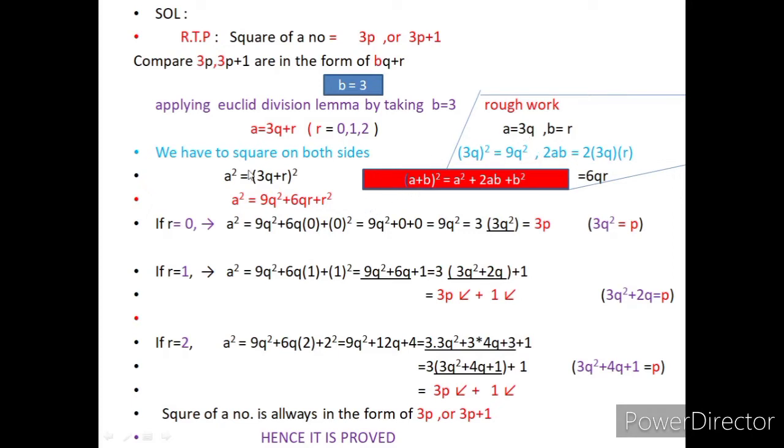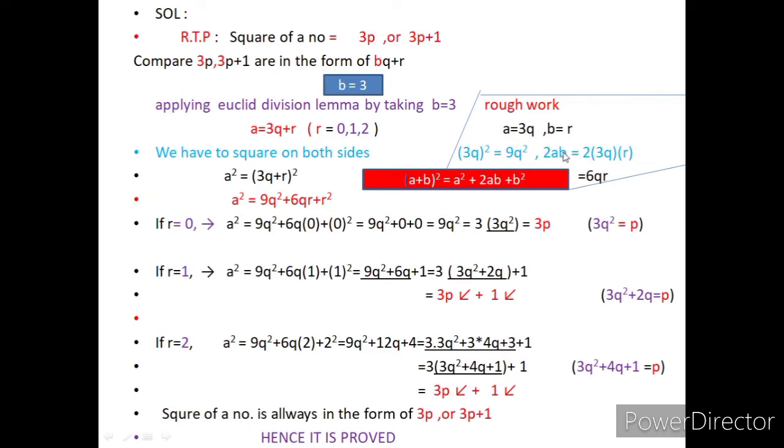I will write down the rough work. If you compare, r is in place of b, therefore b is equal to r. Then you have to expand the formula. The first term is a square. A means 3q, that means (3q) whole square. You put square to this 3 and to this q. This is 3 square, 9, then q square as it is. That's why 9q square.